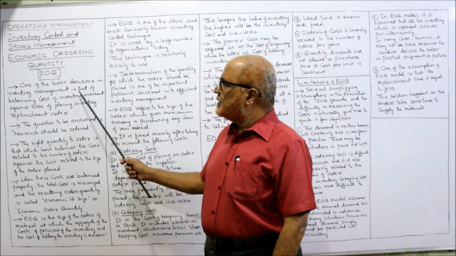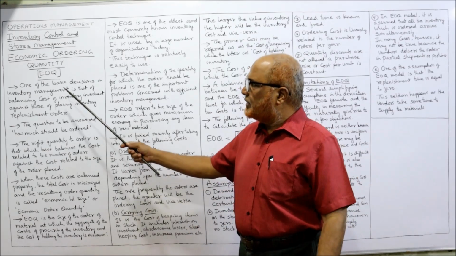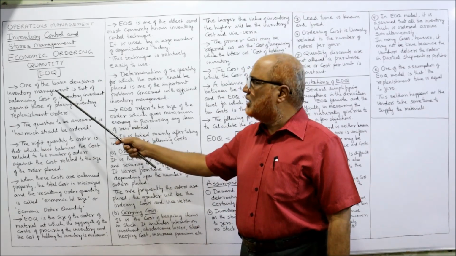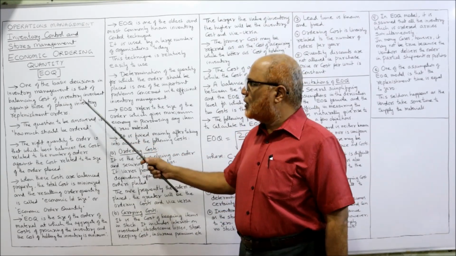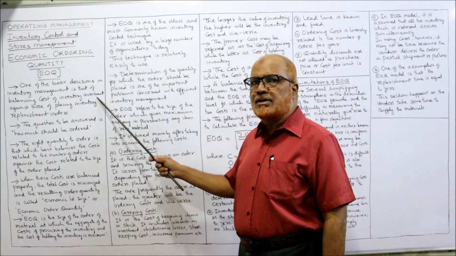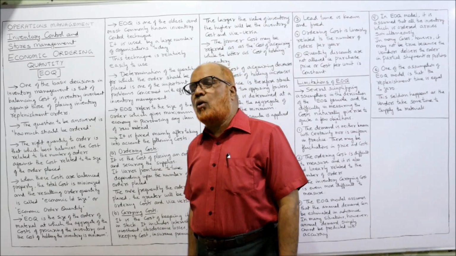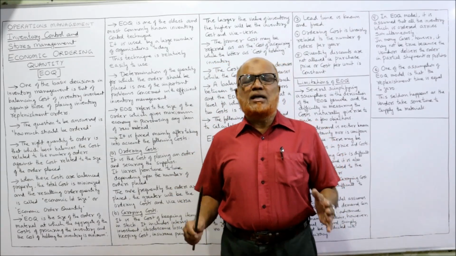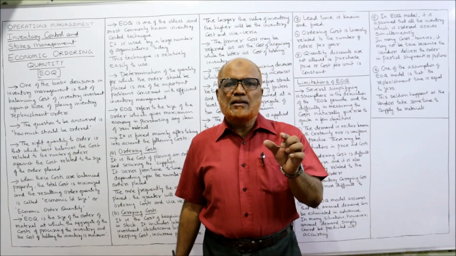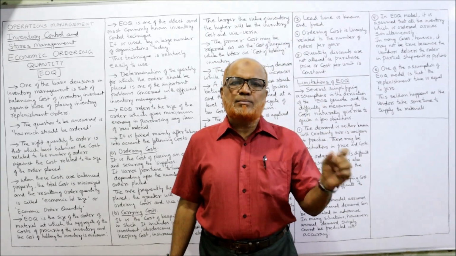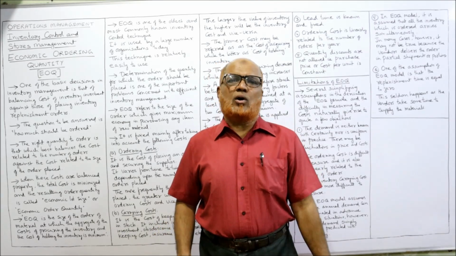Now we'll start, first of all, with the meaning of the term EOQ. We'll begin with one of the basic decisions in inventory management, that is balancing the cost of inventory investment against the cost of placing inventory replenishment orders. That means the storekeeper or the business has to make a balance regarding the cost of investment made in inventory and the cost of replenishing the orders.